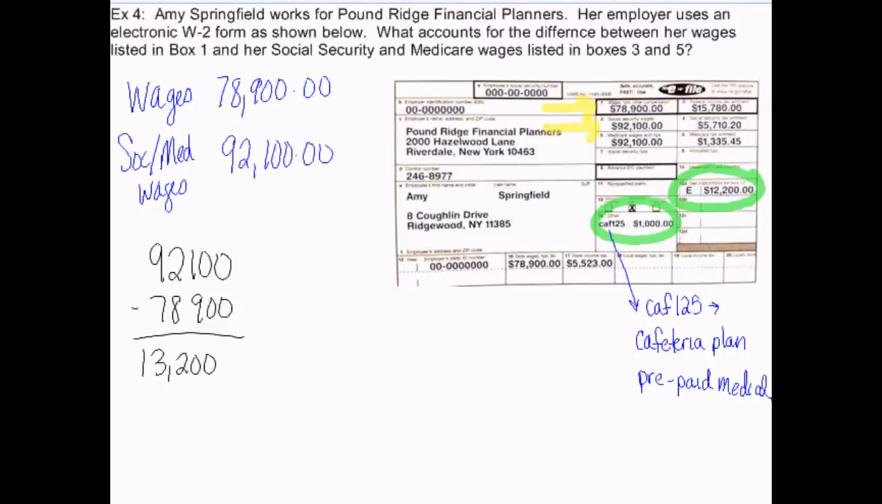They take money out of your account before your taxes come out, and then you can use that money to pay medical expenses, which then are no longer tax deductible because you didn't get taxed on the money that you're paying with. And then E will represent a code. This will be some code that is listed in your tax books. Most likely it's a retirement plan.